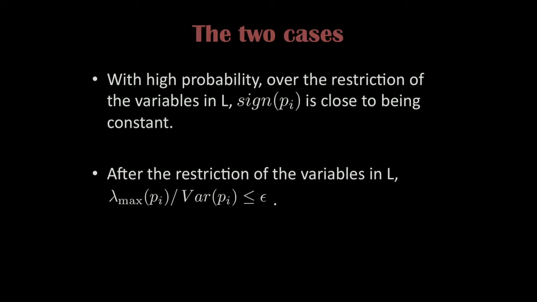Either it will happen that with high probability if you restrict all the variables in L, then the sign of Pi is close to a constant, meaning that essentially this Pi just depends on the variables in L. Or if you restrict the variables in L, then the eigenvalue of the resulting polynomial becomes small compared to its variance, in which case you can roughly apply the CLT. So either a polynomial is just dependent on the small set of variables, or after you restrict the values, the resulting polynomial has a small eigenvalue compared to its variance. So either you can apply the CLT or it has become close to a constant, so just replace it by a constant.